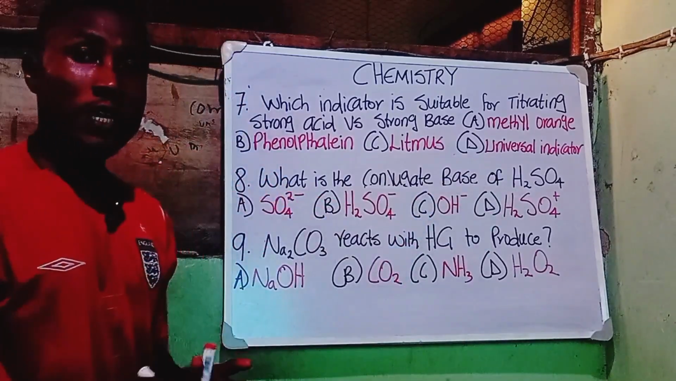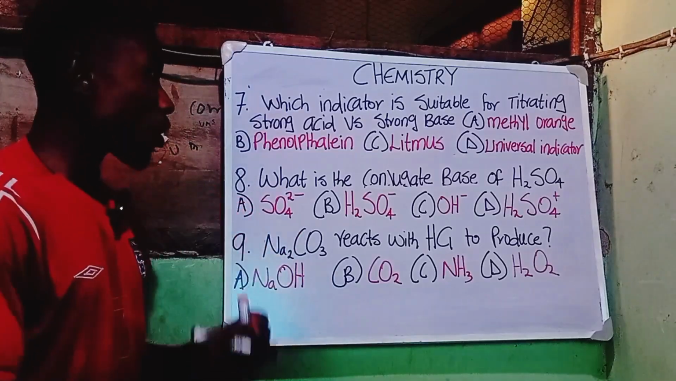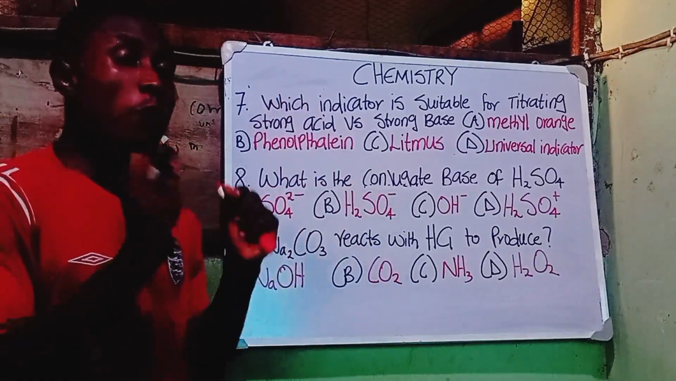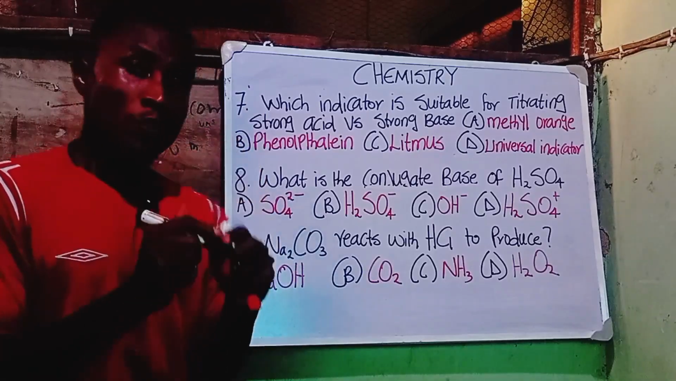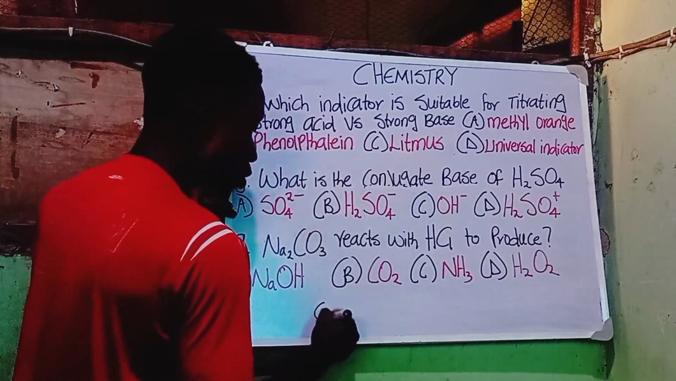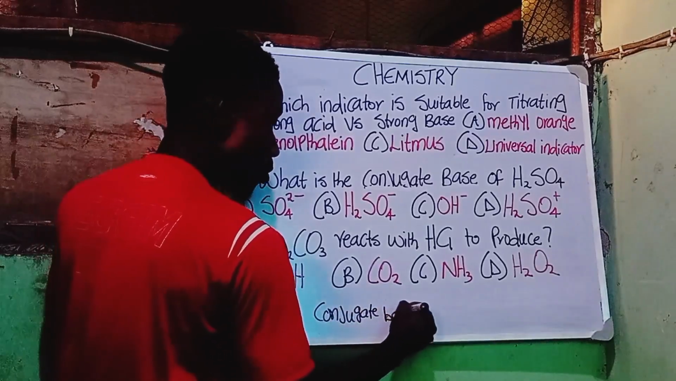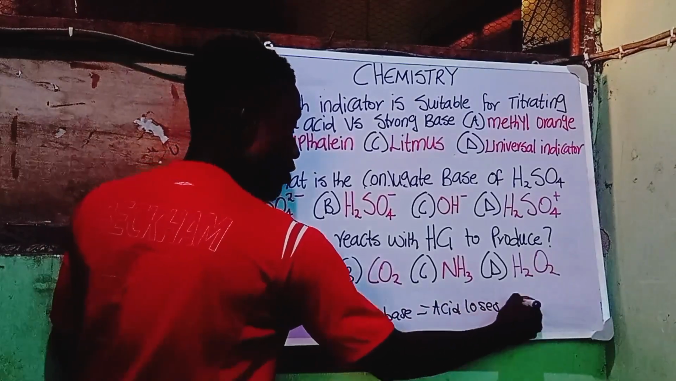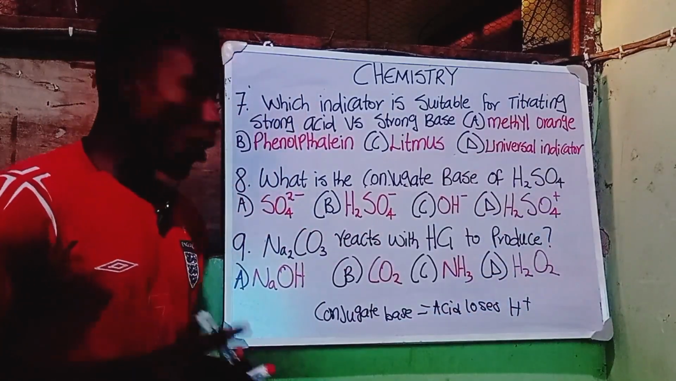What is a conjugate base of hydrogen sulfate? When we talk about the concept of a conjugate base, it is simply when an acid loses a hydrogen ion. So conjugate base equals acid loses hydrogen ion. That is basically what a conjugate base is all about.